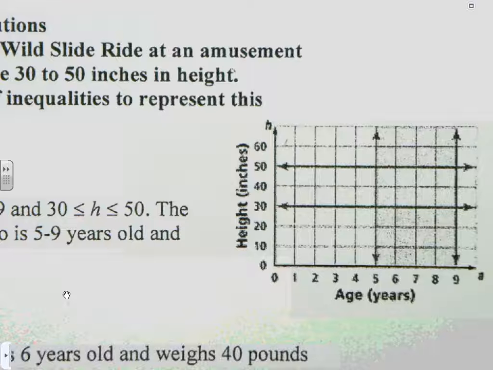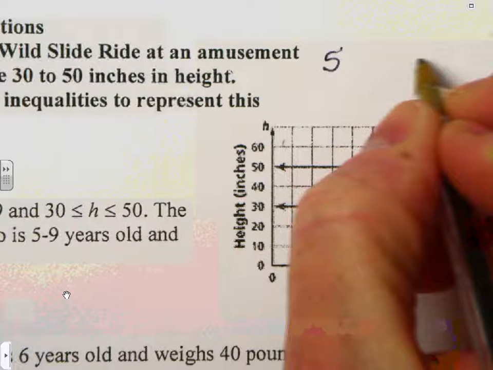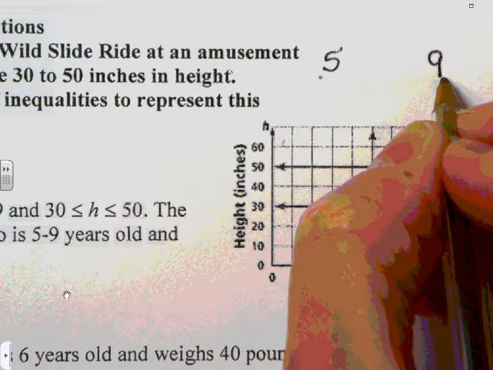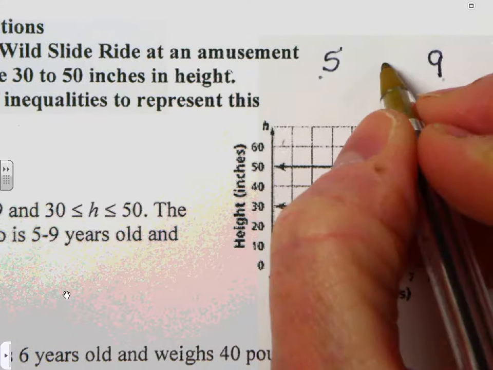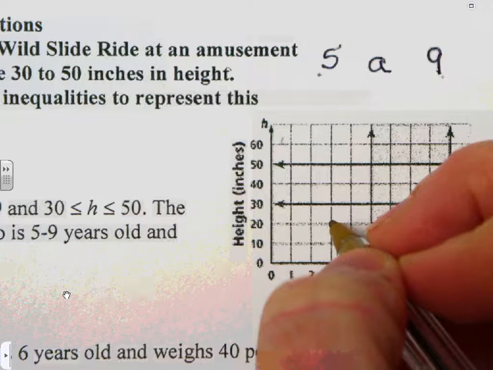Which number should be on the left, the 5 or the 9? 5. The 5, it's smaller. So you would say, okay, I have a 5 here and a 9. The youngest he could be is 5. The oldest he could be is 9. Now we're going to build the inequality that represents this. Let's use the letter A for the age, because that's what we're talking about.